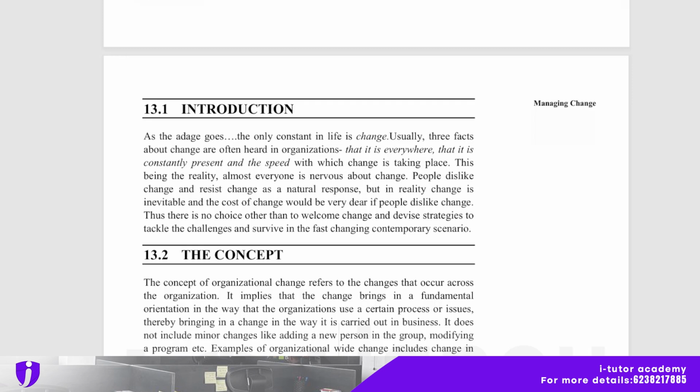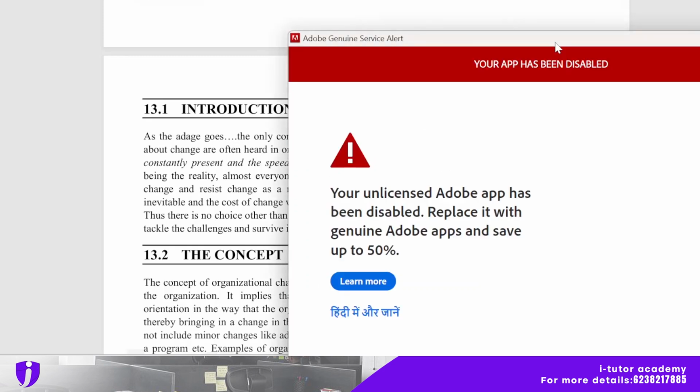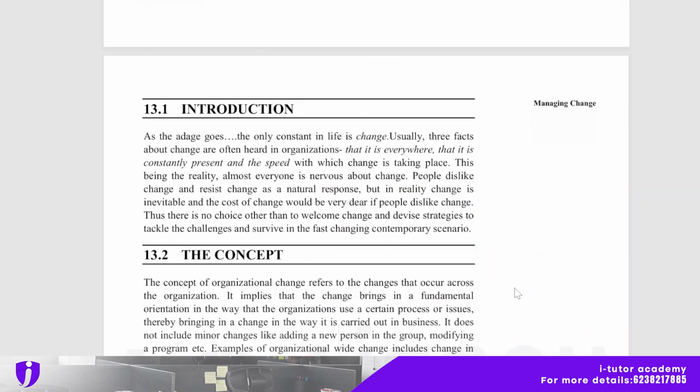People dislike change and resist change as a natural response. But in reality, change is inevitable and the cost of change would be very dear if people dislike change. There is no choice other than to welcome change and devise strategies to tackle the challenges and survive in the fast changing contemporary scenario. Okay, so change is everywhere, and what's the concept of this change?